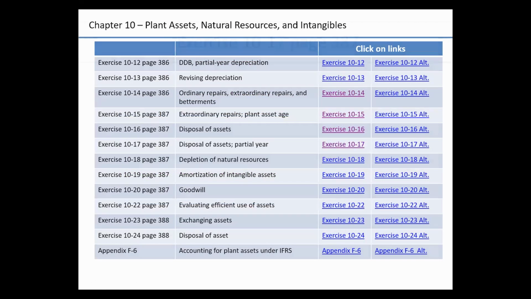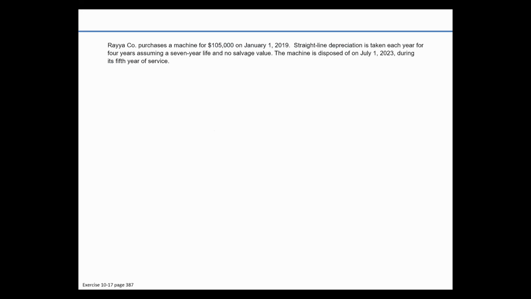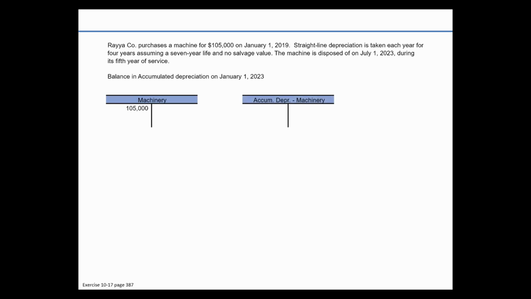And if you dispose of the asset mid-year, Rhea Company purchased a machine for $105,000 on January 1 of 19. Straight line depreciation is taken each year for 4 years, assuming a 7-year life and no salvage value. The machine is disposed of on July the 1st of 2023 during its 5th year of service, but it's supposed to last 5 years. And so that's the balance of the accumulated depreciation and then the balance of the machine.